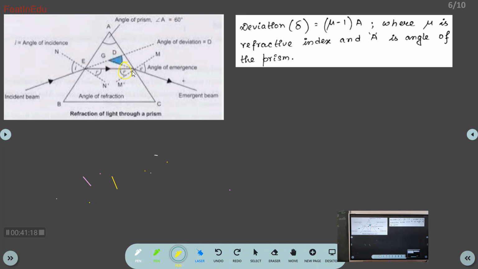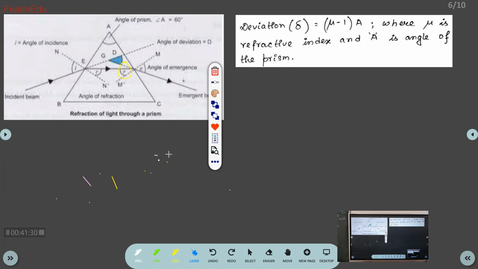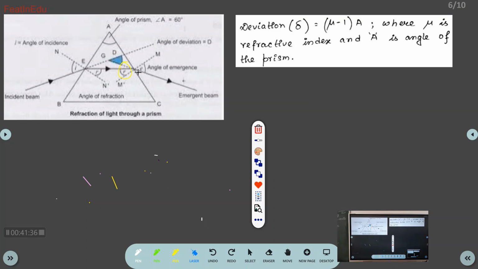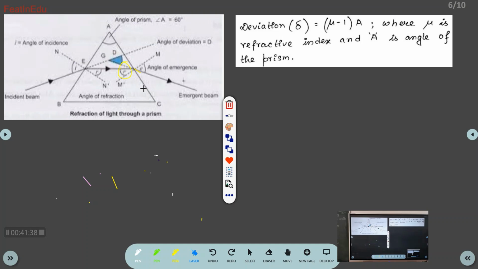Now this angle at this surface is less than the critical angle. So therefore the ray is coming out of the surface. Got it? The ray is coming out of the surface.